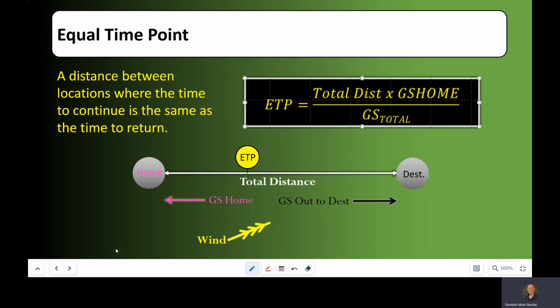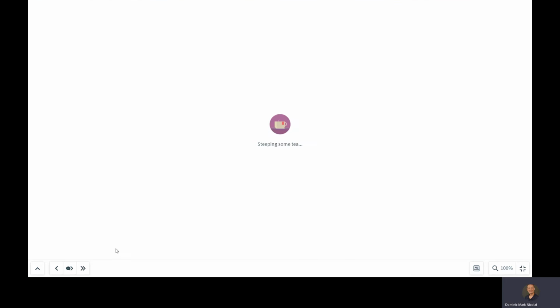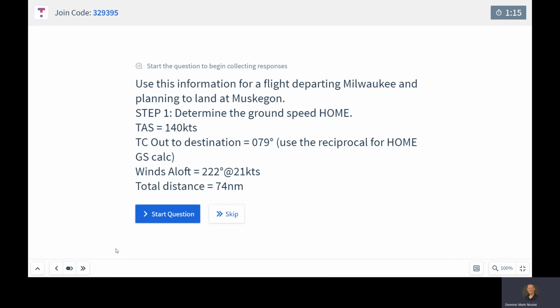So I'm getting a distance here for a fix. Even though it says equal time point, my answer is not in minutes. My answer is a distance. So let's take a peek at an example. All right, work through this together here. We're going to depart Milwaukee and land at Muskegon. So we're crossing over Lake Michigan.